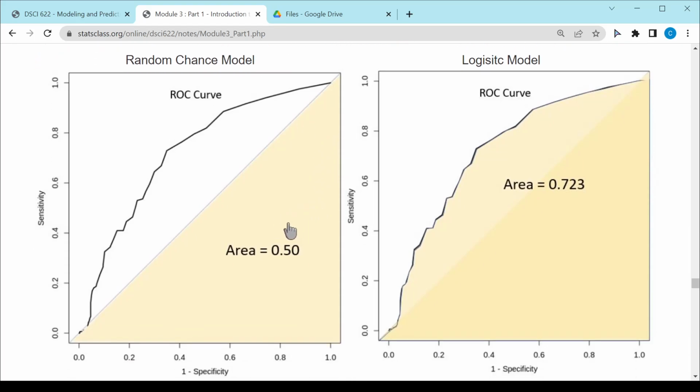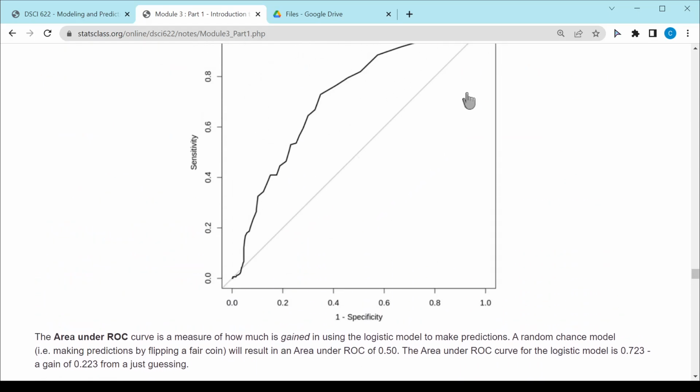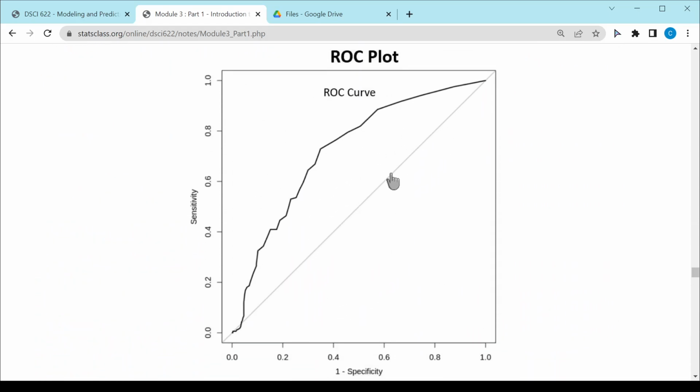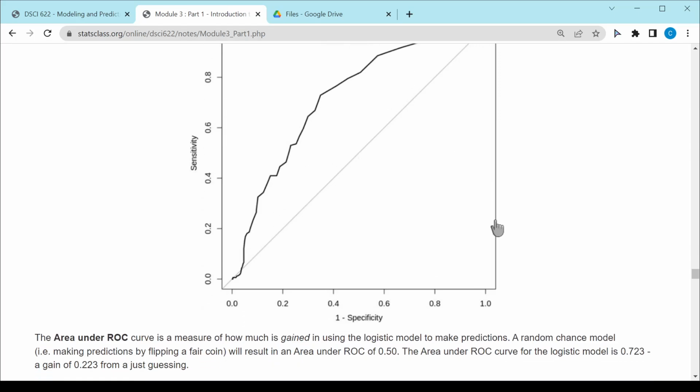So if I just haphazardly flipped a coin to decide everybody's outcome, what I'm going to end up with is an area of 0.5 in that situation. And that diagonal line drawn on this plot is that random guessing. Now, I hope my model can do better than just randomly guessing, and it does. This ROC curve is puffed up a little bit compared to that diagonal line.